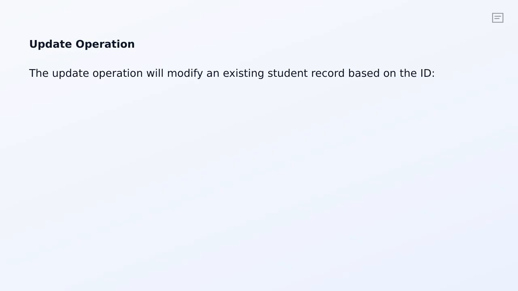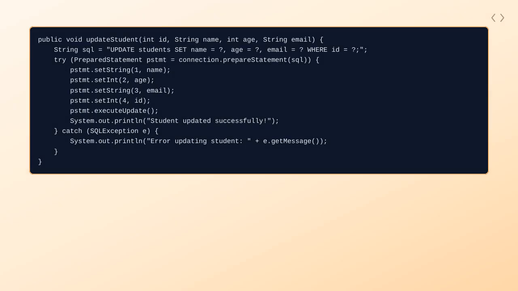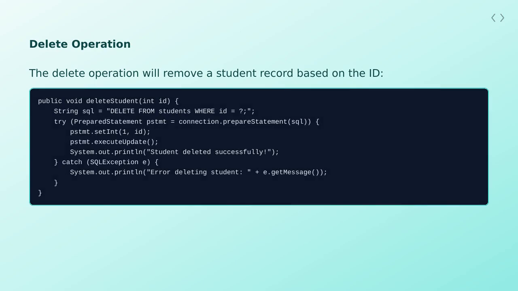Now we're on update operation. The update operation will modify an existing student record based on the ID. I'll let you read the examples on screen rather than reading every line aloud. Next, delete operation. The delete operation will remove a student record based on the ID. To remove a resource, we send delete to its URL. No body is required. See the example on screen.